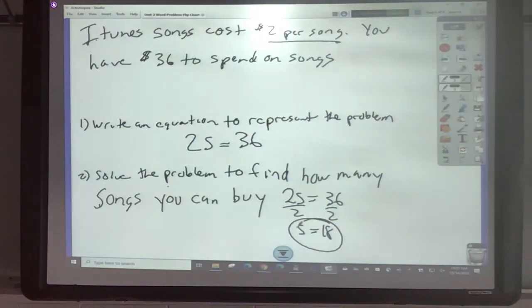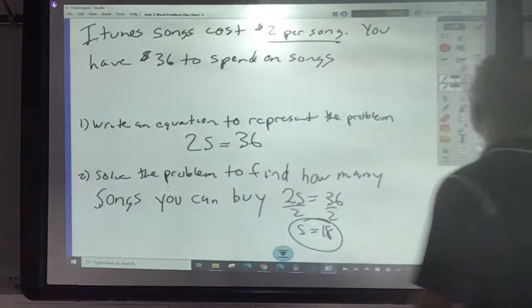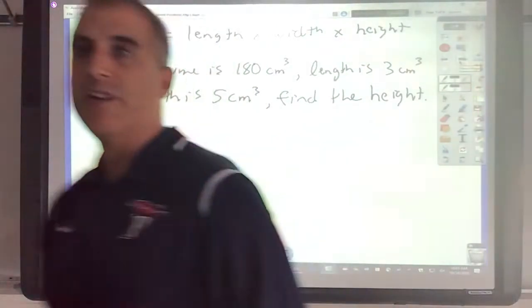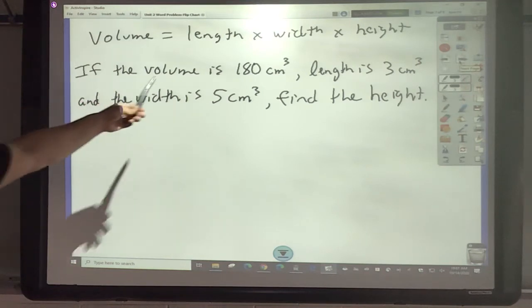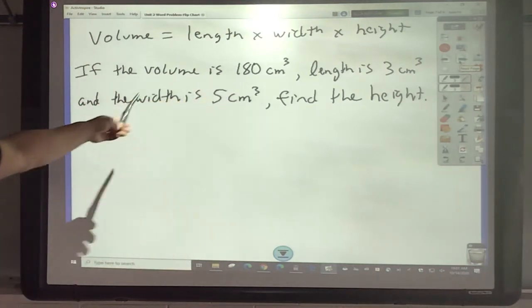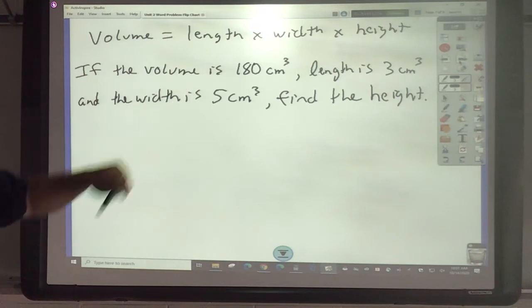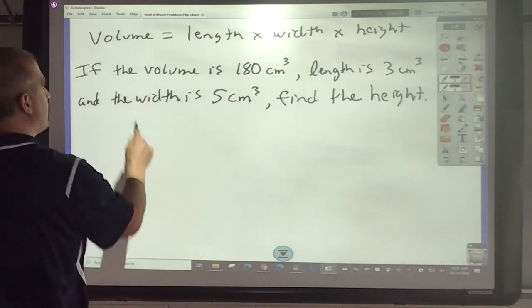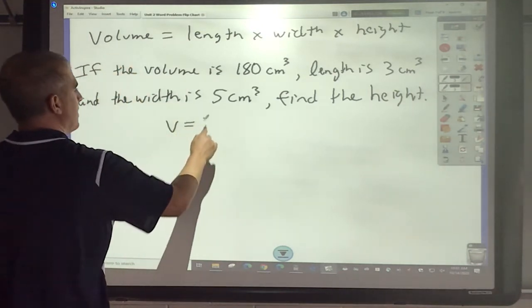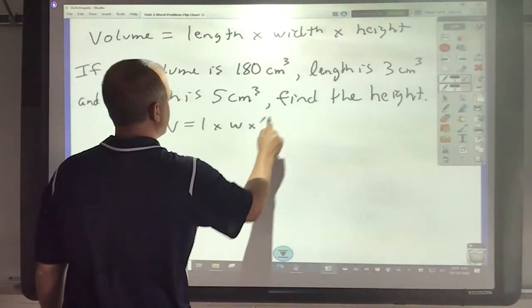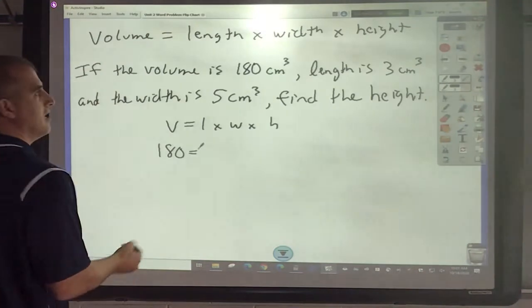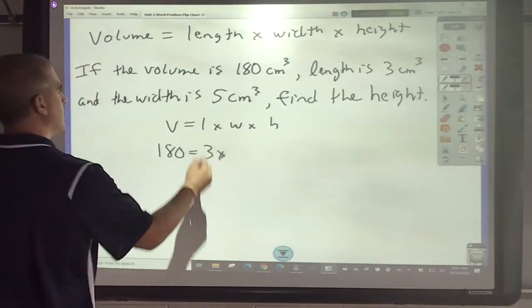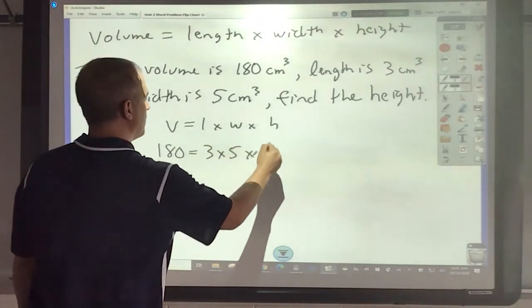Okay, pretty easy stuff. The last type of word problem question that we're going to have involves volume equals length times width times height. It says that the volume is 180, the length is 3, the width is 5 centimeters, find the height. So I'm going to fill in the numbers. This is my formula, length times width times height. My volume is 180. Don't worry about the centimeters cubed. The length is 3, the width is 5, and I don't know the height.